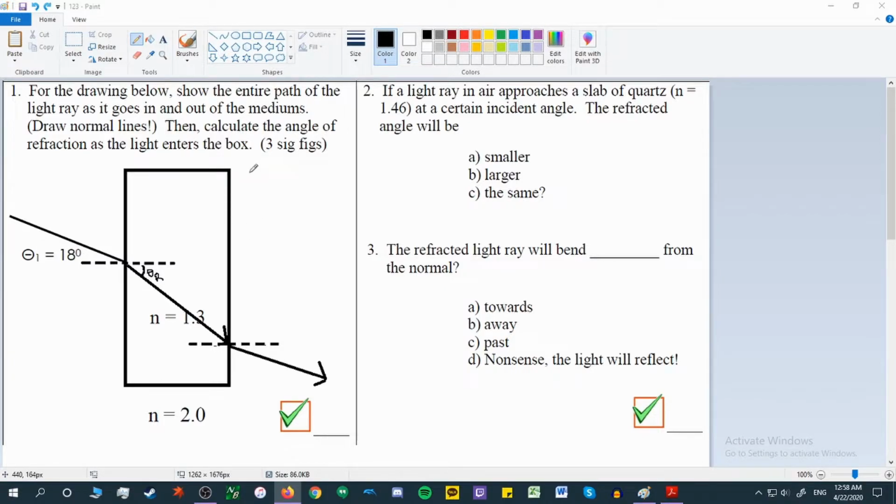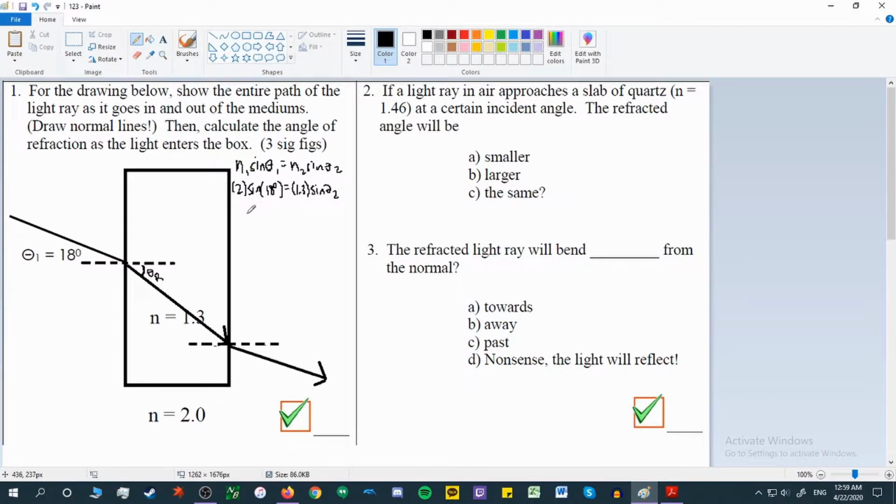Right. And then they ask you to find the angle of refraction. And we can do that using Snell's law. And this should look very familiar to what you did during the refraction practice problems. And here with Snell's law, you just want to plug and chug. So the index given outside is 2, and the incident angle is given as 18 degrees, is equal to the index inside, 1.3, times the sine of the refracted angle we want to find.